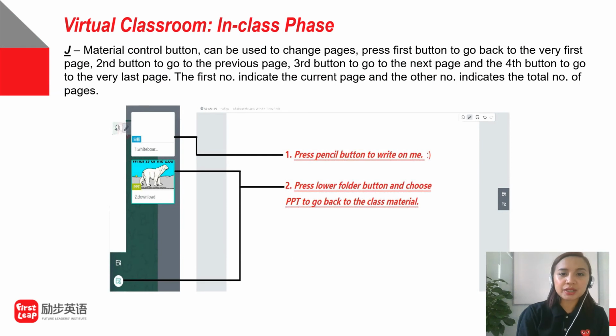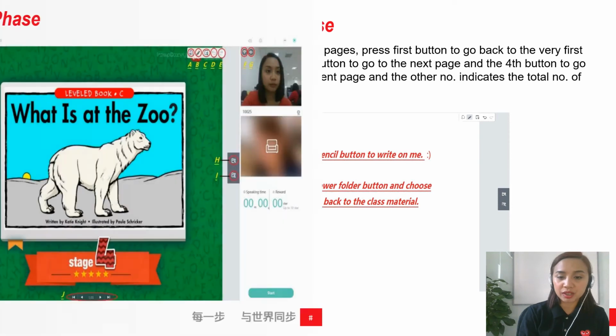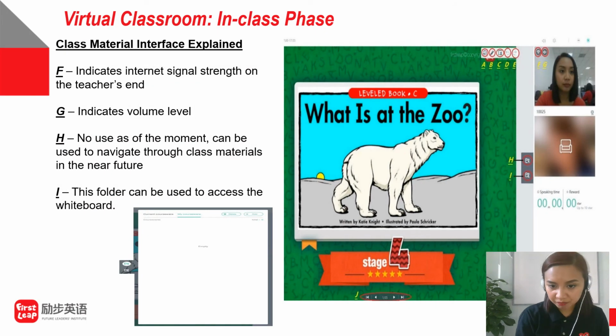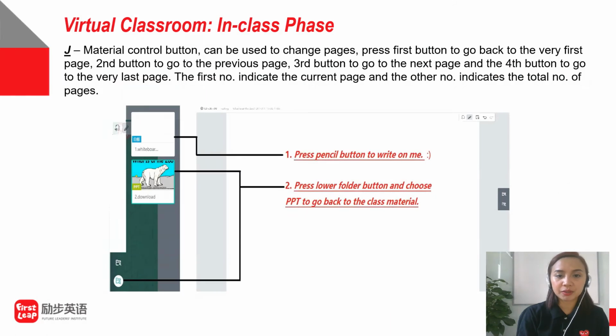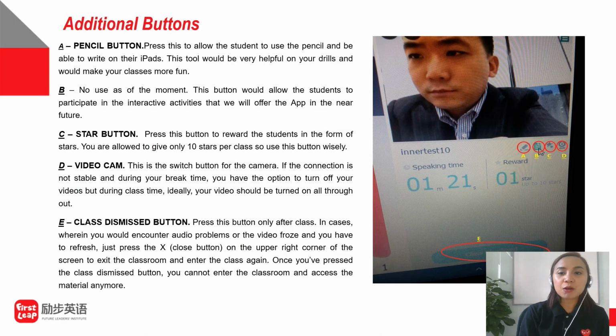The first number indicates the current page, and the other number indicates the total number of the class pages here. So the current page, this is page 1, and this class material has a total of 35 pages. There you go. Okay, now we have additional buttons. So these additional buttons can be found below your student's video, okay? So let's take note of the letter labels. You have there A, B, C, D, and E.